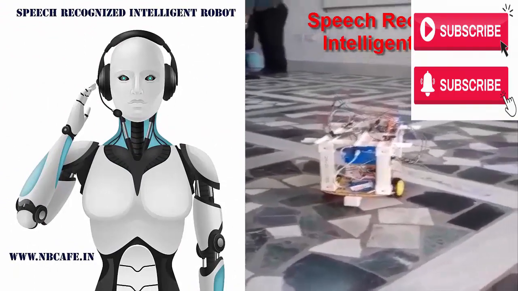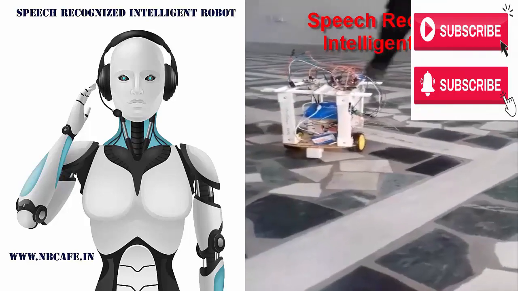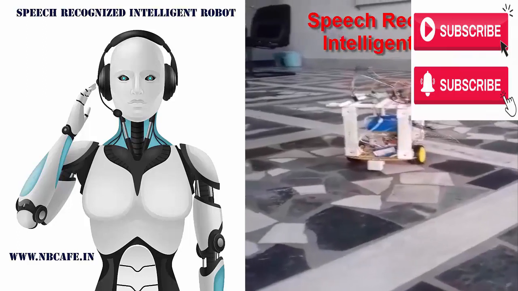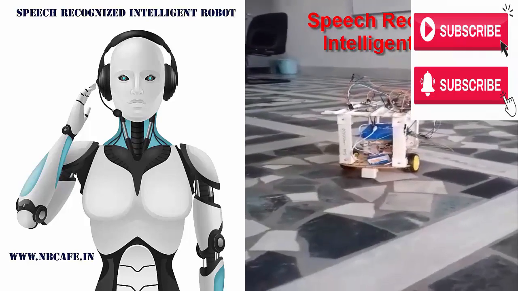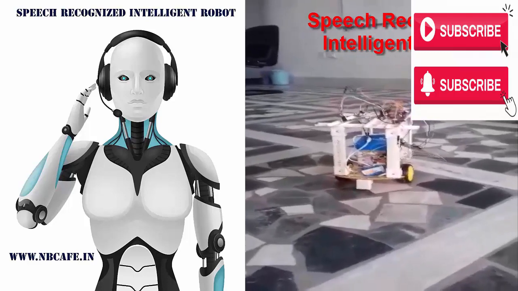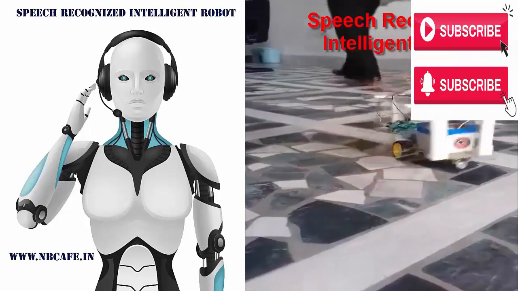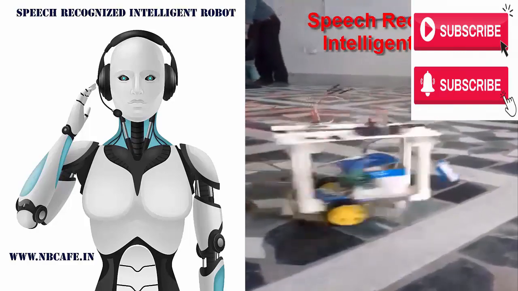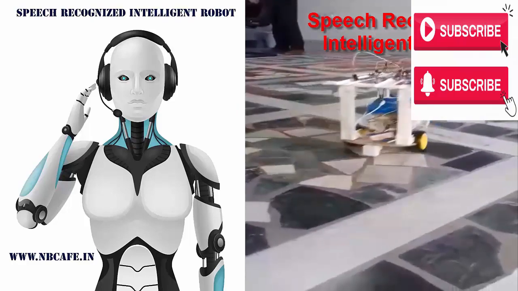What is your name? My name is Shaktiman. Who are you? I am a robot, and my name is Shaktiman. And I can do any work for you. What is the capital of West Bengal? The capital of West Bengal is Kolkata. Move left. Yes, boss, I am moving left. Move right. Yes, boss, I am moving right. Move forward. Yes, boss, I am moving forward.